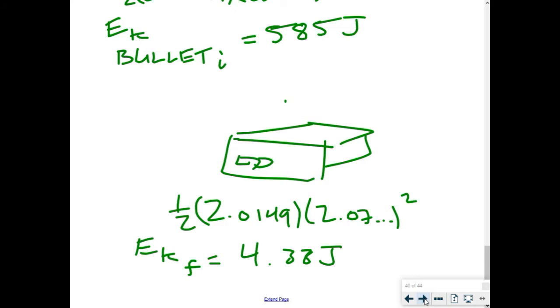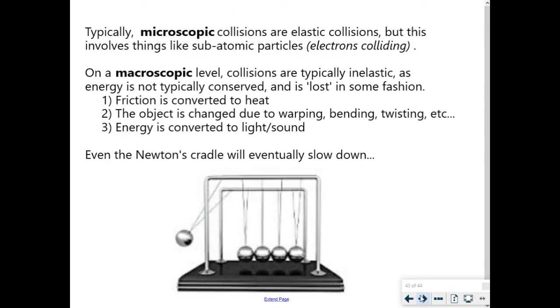Okay, let's do a summary and then we'll call her quits for the day. So here's my last slide. When we're doing microscopic collisions, which we will eventually get to, by the way, when we finally start talking about atomic physics, we'll discuss what happens when electrons and protons collide. It is actually possible for there to be no heat loss, right?